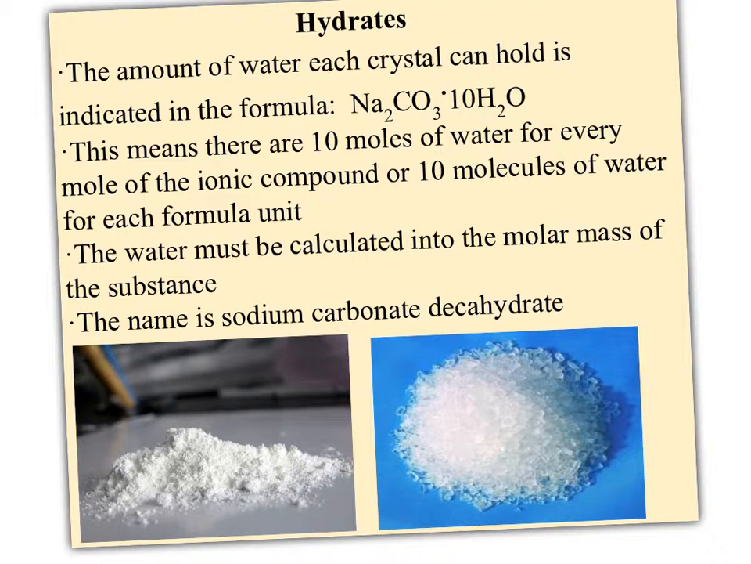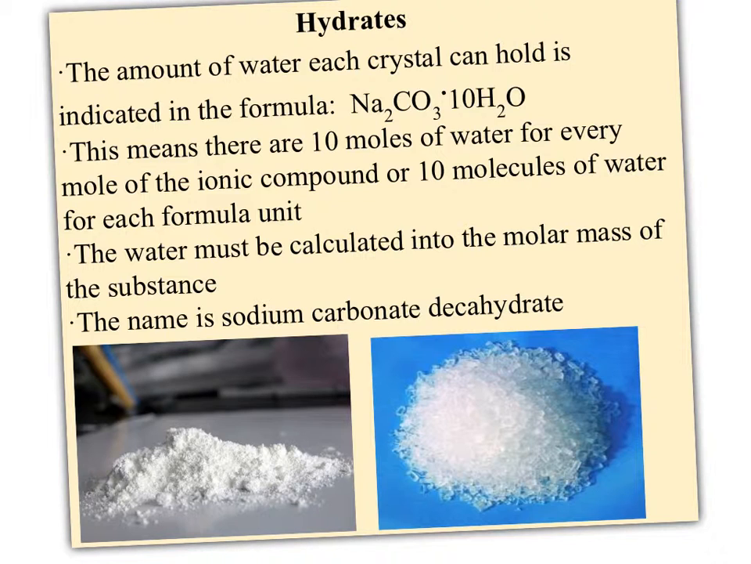And then the 10 indicates there's 10 moles of water for every mole of the ionic compound, or 10 molecules of water is absorbed by each formula unit. So an Na2CO3 formula unit can hold, or trap, 10 molecules of water in there. So the water must be calculated into the molar mass of the substance when it's hydrated. And the name is also indicating it's a hydrate. If it was just the crystal dried out, we'd call it sodium carbonate. But because it's fully hydrated, it becomes sodium carbonate decahydrate.